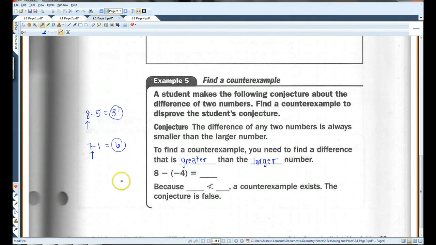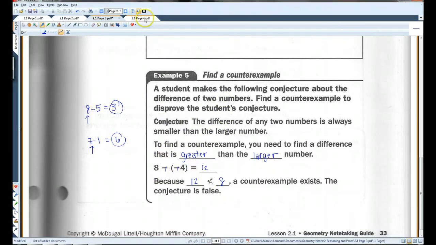For example, let's use a negative number. 8 minus -4. Remember, a minus negative becomes positive. 8 plus 4 is 12. Because 12 is not less than 8, a counterexample exists, and the conjecture is false. So, this conjecture, it may work for some cases, but it doesn't work for every case. We've already found at least one case for which this does not work. Alright, page 4.